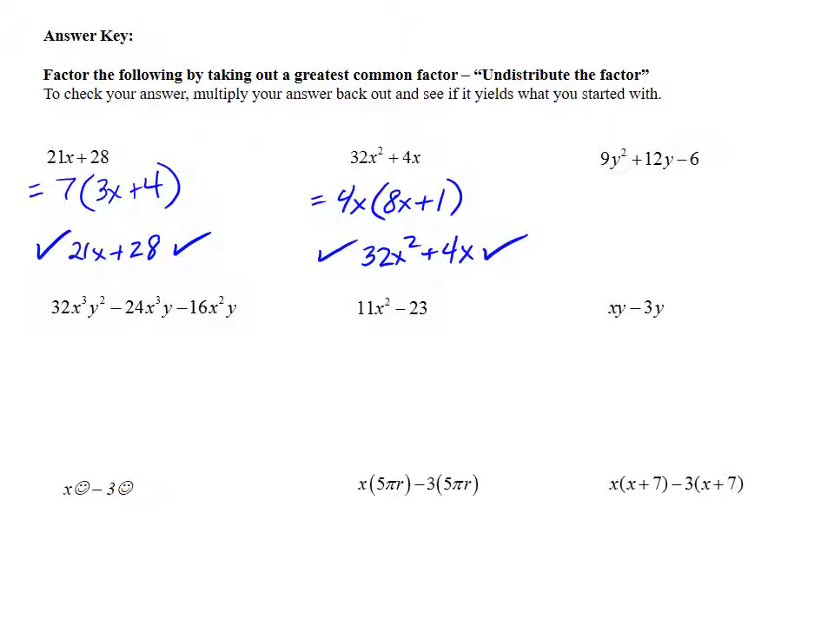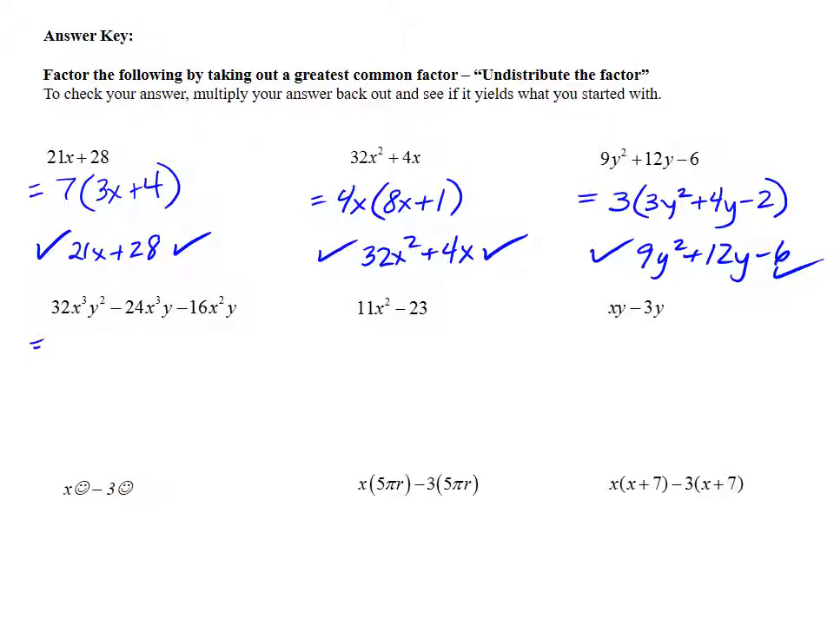9y squared plus 12y minus 6. There is no y in every term, but there is a 3 that could be divided out. So we'll just take the 3 out. 3y squared, when we take it out of the 9y squared, plus 12y divided by 3 is 4y. Negative 6 divided by 3 is negative 2. Checking that, 9y squared plus 12y minus 6 is where we started, so that checks.